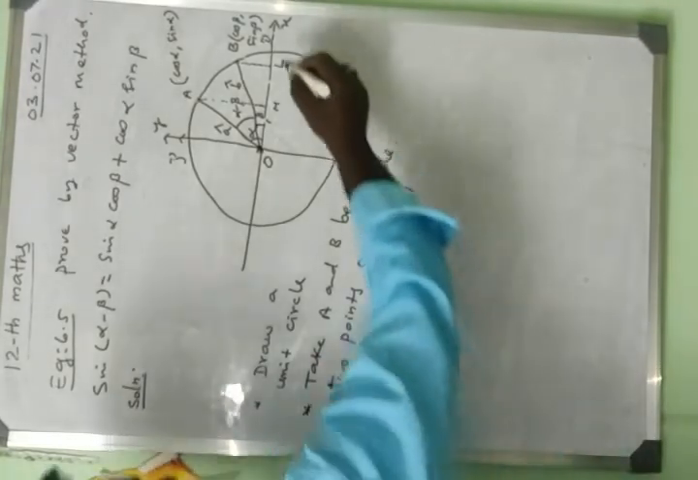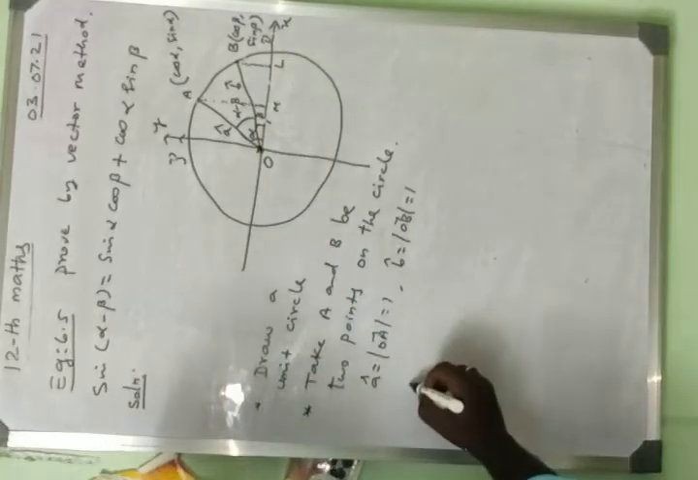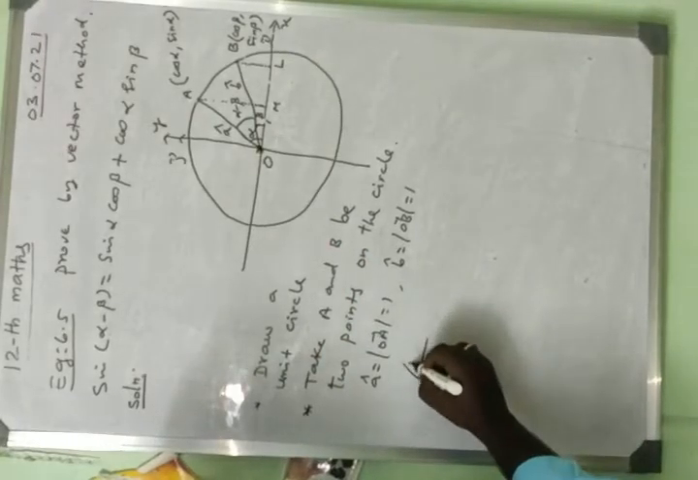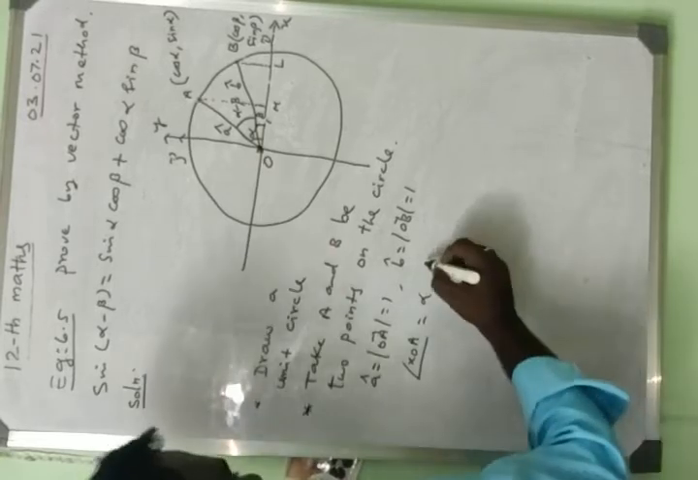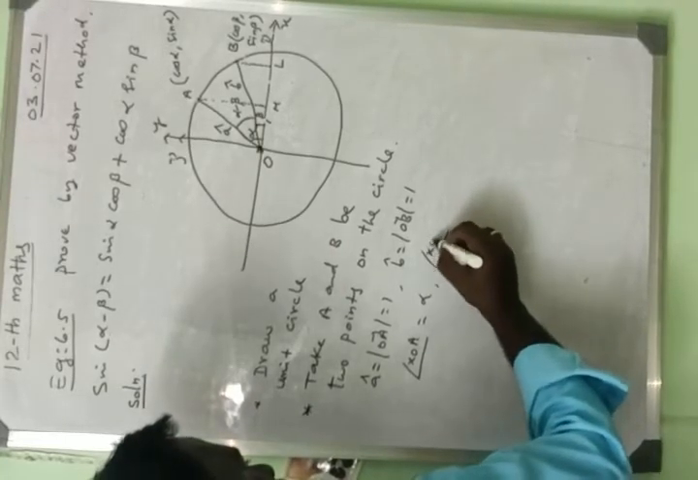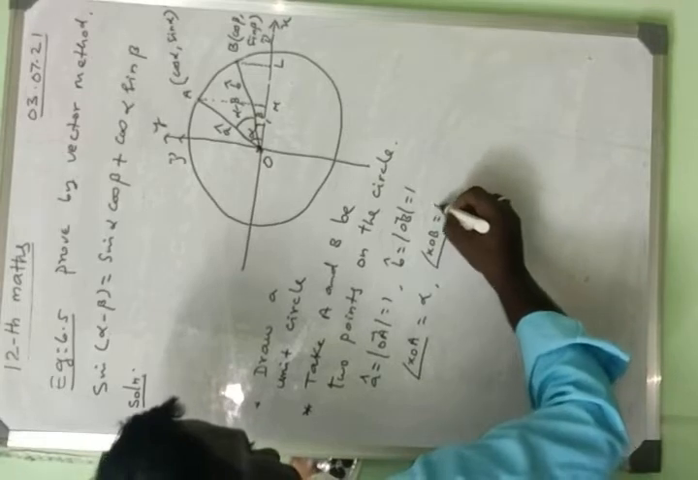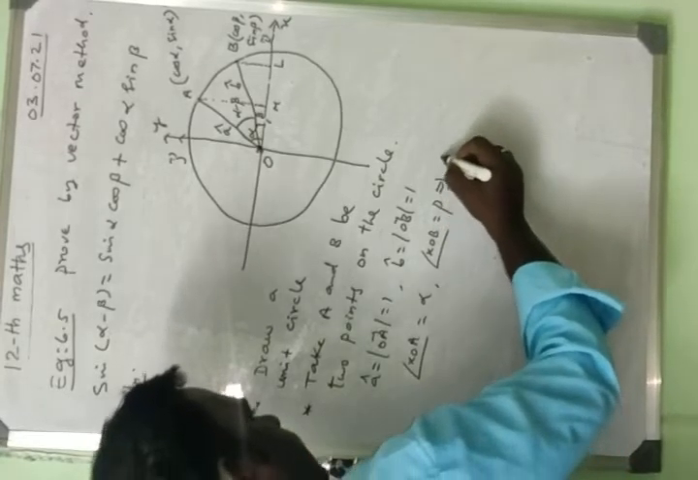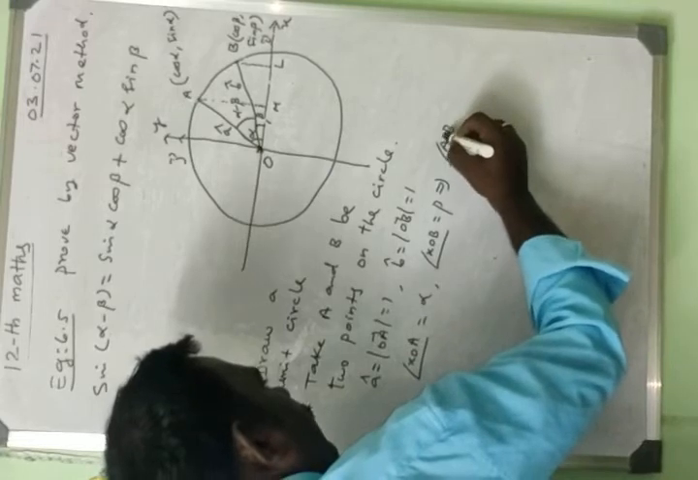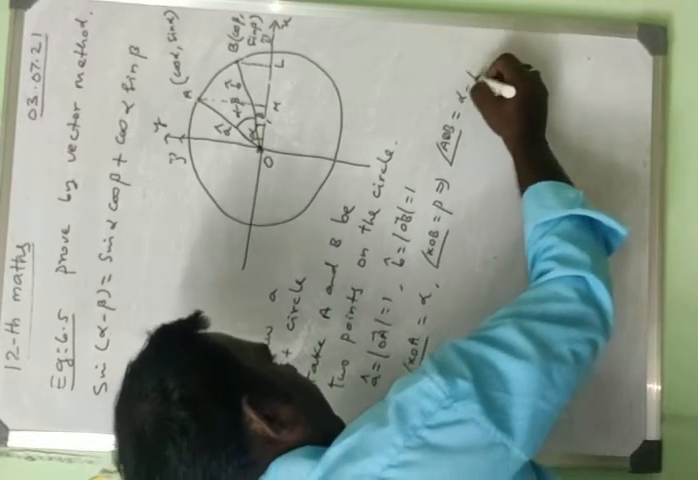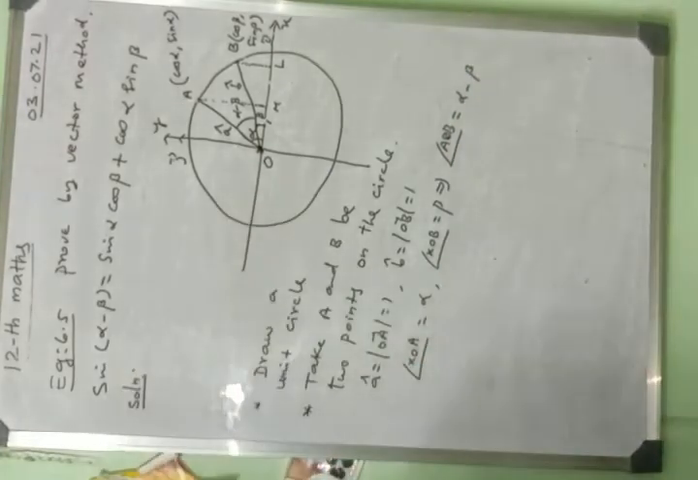Okay, next we have XOA, this angle. Angle XOA is equal to alpha. Next we want the angle XOB equal to beta. That implies we get angle AOB equal to alpha minus beta, like this. AOB equal to alpha minus beta.